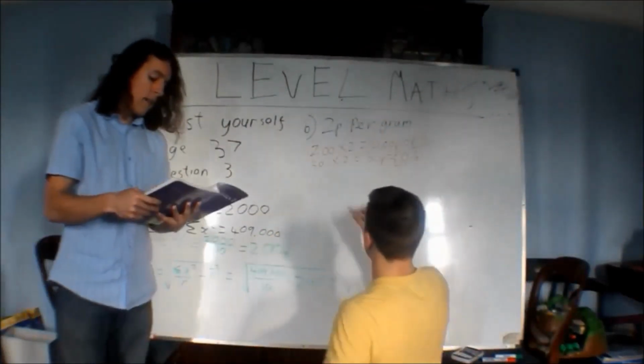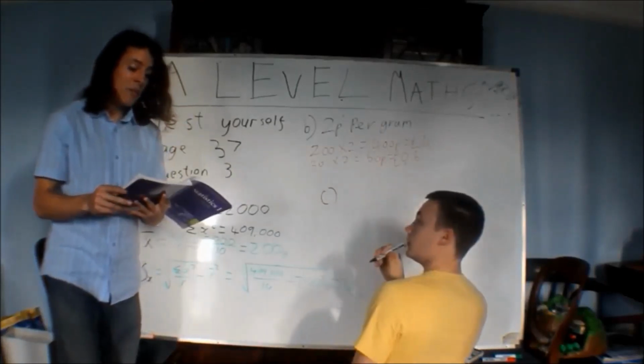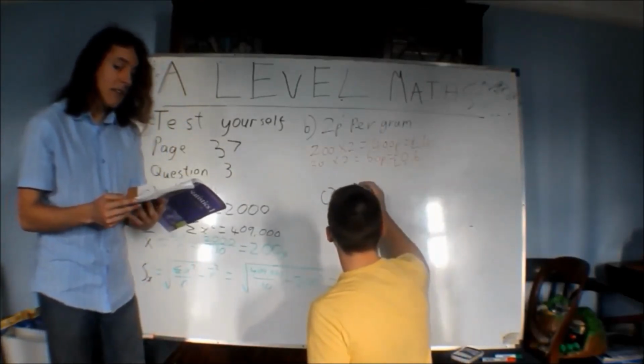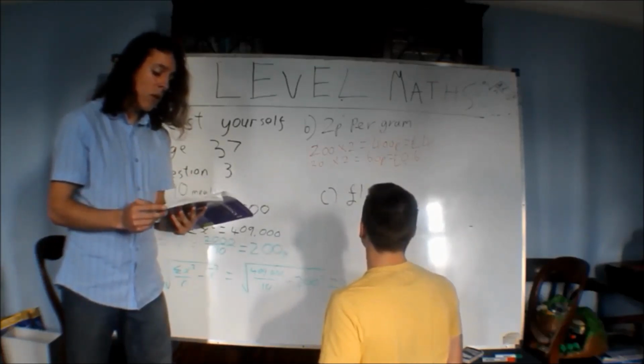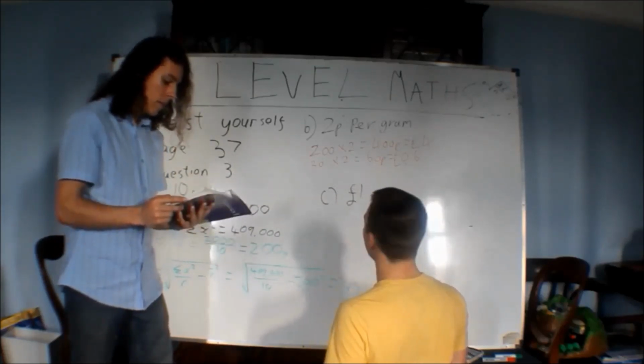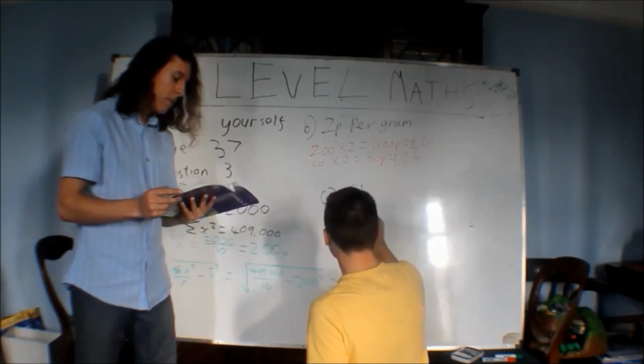Alright, let's do it. Part C says each meal costs £1 in addition to the cost of the meat. Write down the mean and the standard deviation of the total cost of a meal. Oh, I think I can do that.